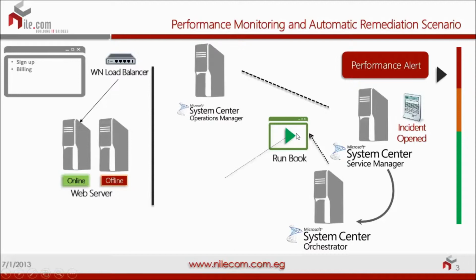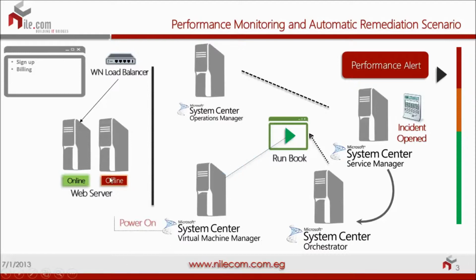The triggering of this Orchestrator runbook will basically do two things. The first thing is that it will go to the Virtual Machine Manager in order to power on this offline web server. Okay, and the second thing that this runbook will do is that it will add this powered on web server to the load balancing node in order to further balance the utilization on the web server and reach the threshold that we have predefined in our environment. Okay, so this is basically what will happen in today's demonstration.